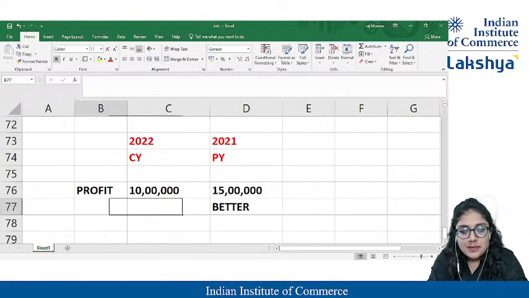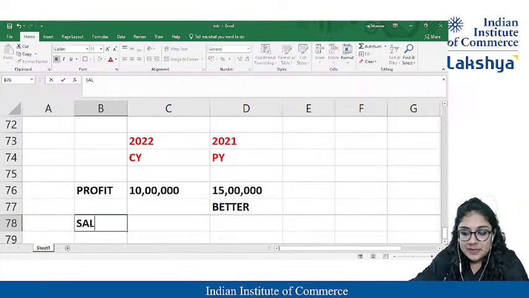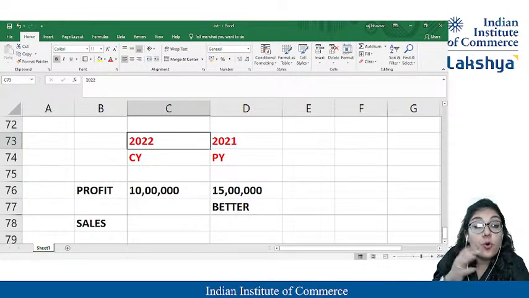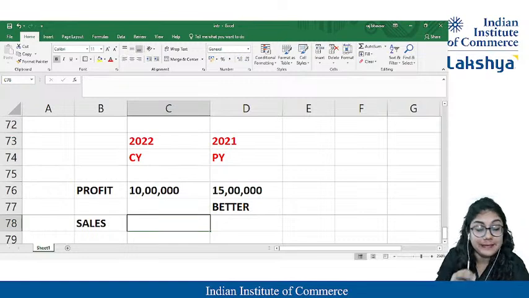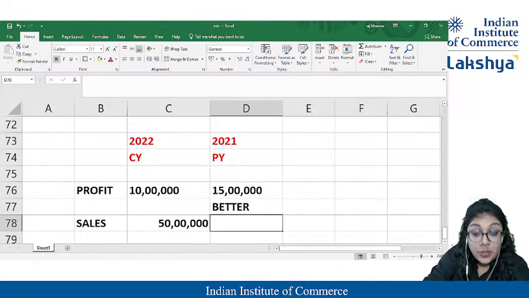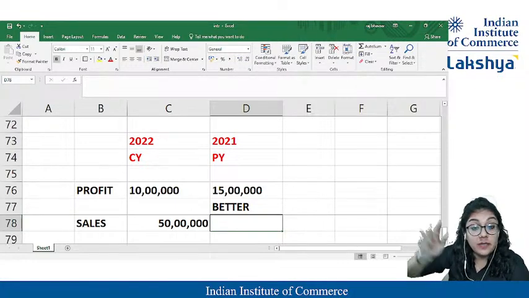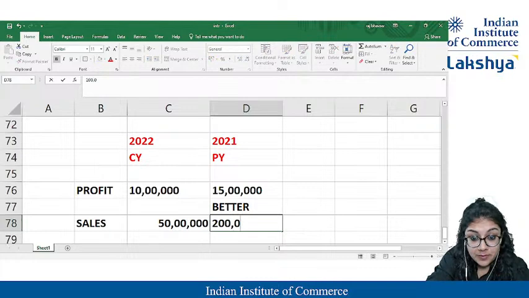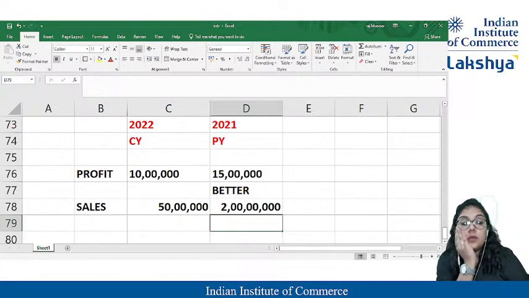Why? See, for example, I told you about the sales. In this year you will tell me, ma'am, there was a COVID effect again, because of which my turnover dropped a lot. Okay, ma'am, what was your turnover? You will tell, my turnover was 50 lakhs. But in the previous year, that is in 2021, I had a superb turnover of 2 CR. Seriously? Oh my god.